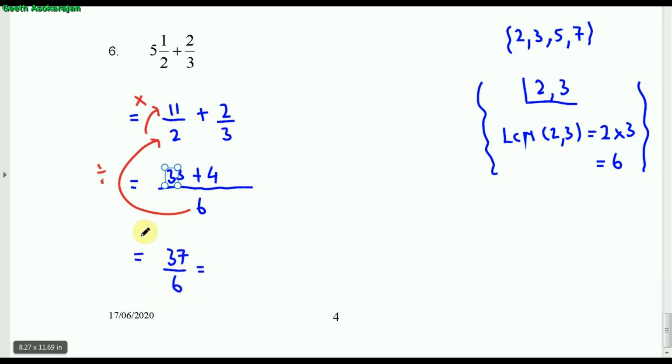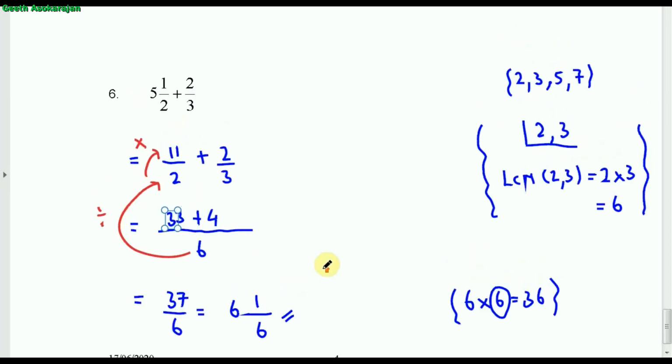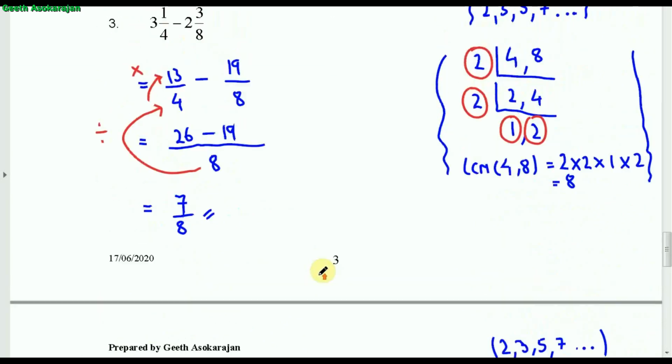And let's finally convert that improper fraction to a mixed number. Now I know that 6 goes into 37 6 times, as 6 times 6 gives me 36. So I write down that 6 here. And the difference between 36 and 37 is 1. And then we're done. Right. So that completes this example number 6.